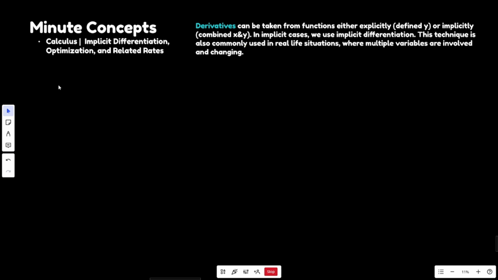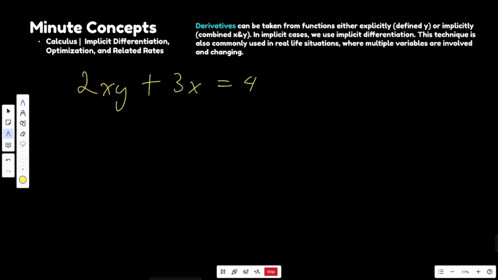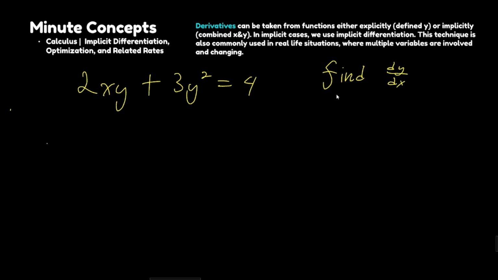So, for example, let's say I have a function 2xy plus 3x equals 4. How am I supposed to derive this? Or actually, instead of just making this x, let's make this y squared. How would we derive this? Okay, now let's say that we're looking for dy dx. Find dy dx. And dy dx means the change in y with respect to x. So, how do we do that?